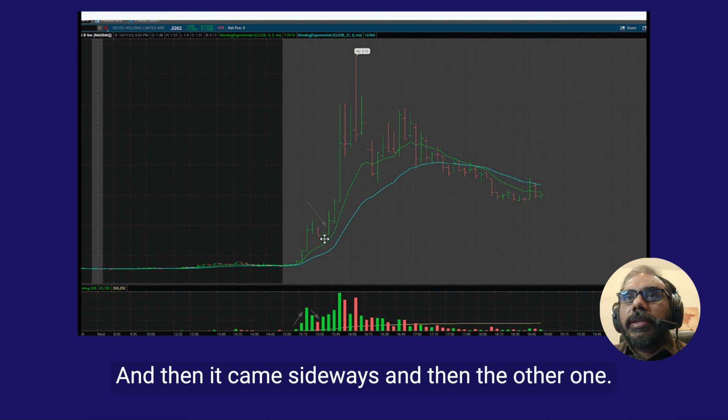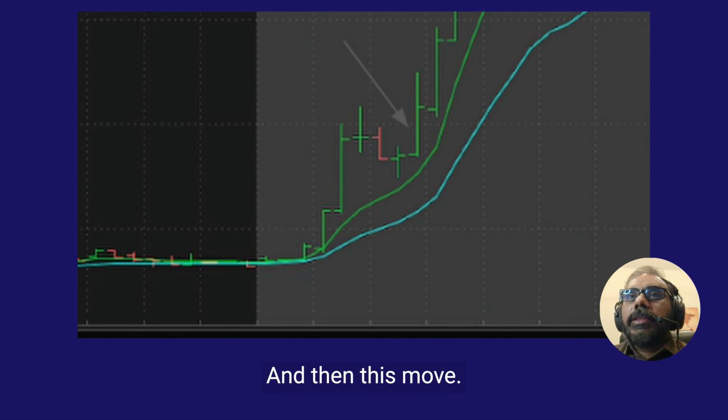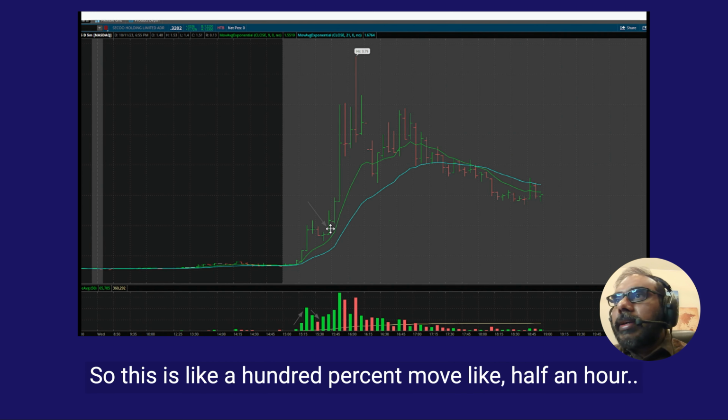I can try to enter here at the high of this bar, and then my stop loss would be the low. That makes a very great risk-reward entry. Or I can wait until the top of this bar and then this move. So this is like a 100% move in about half an hour.